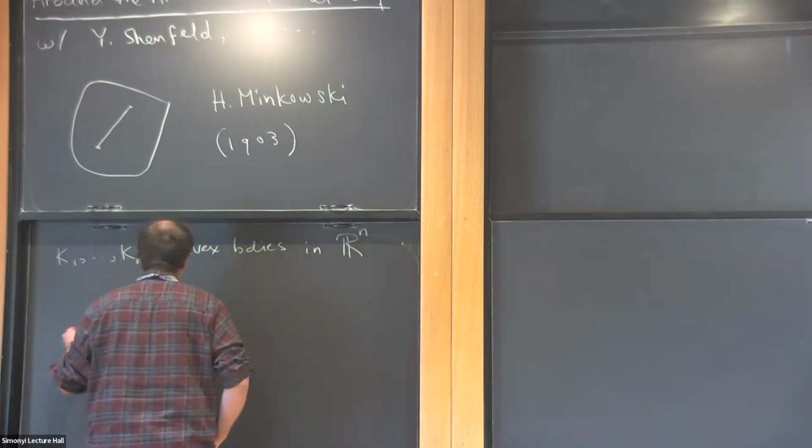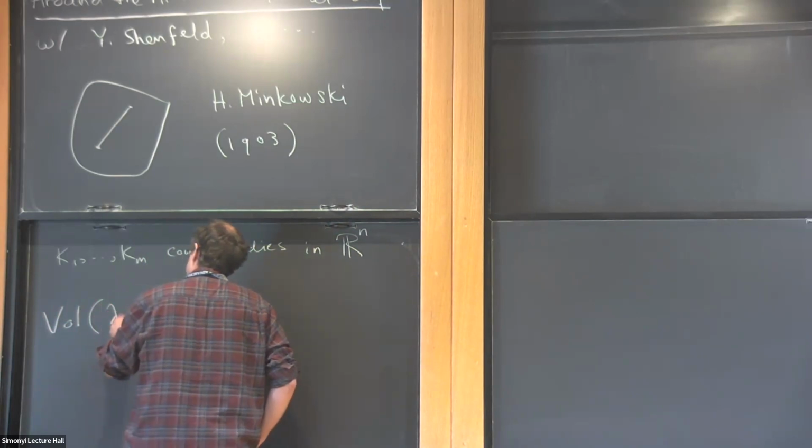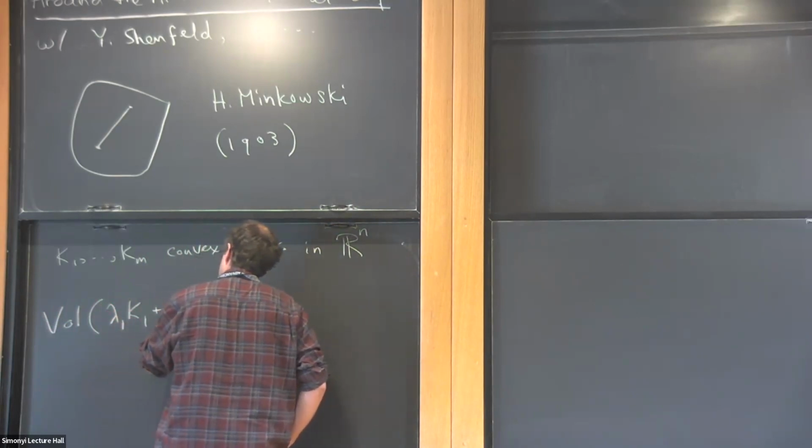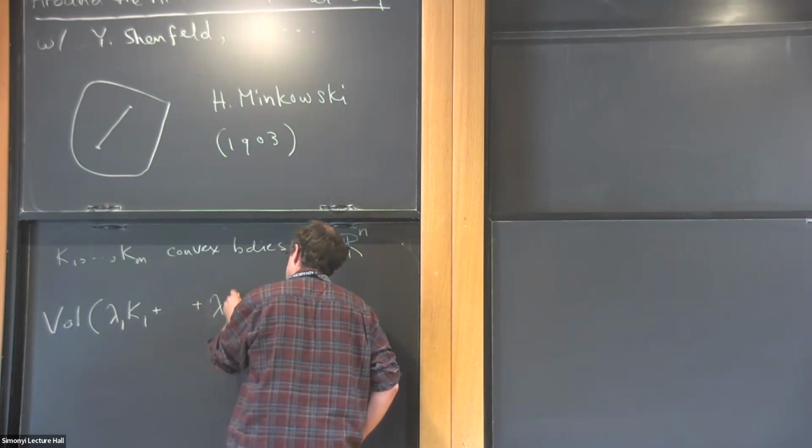The basic observation of Minkowski is that you can do the following. Say that we take the volume of some linear combination of these sets.